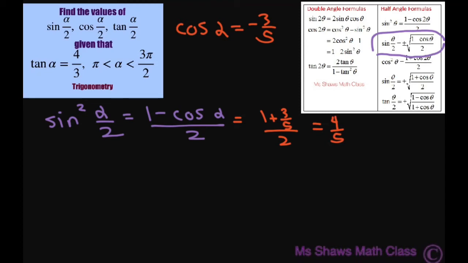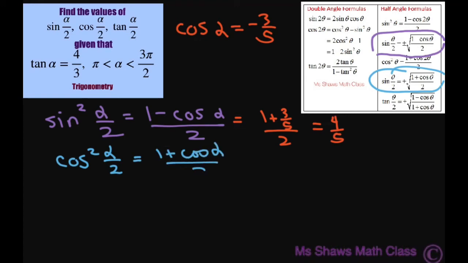Now, cosine squared of alpha divided by 2, and again I'm squaring it so I can get rid of that radical, that's going to be 1 plus cosine of alpha divided by 2. So that's going to be 1 minus 3/5 divided by 2. That's going to be 2/10, so that's going to be 1/5. So check, check.